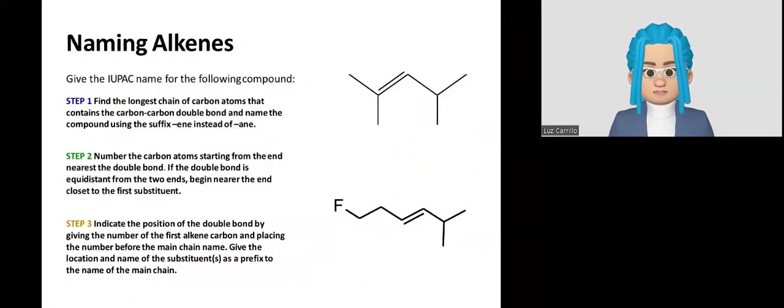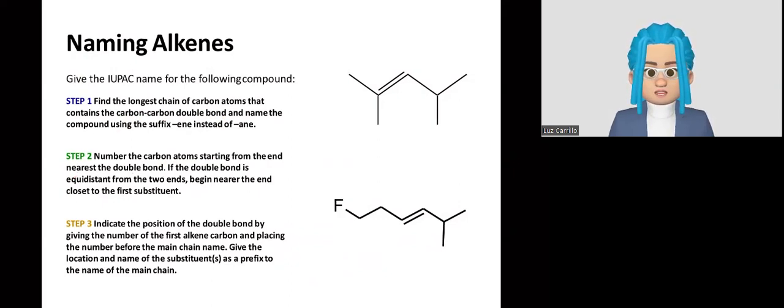Let's now proceed to learn how to name alkenes. When it comes to naming alkenes, you're going to find the longest carbon chain, but in alkenes, it must contain the carbon-carbon double bond. Then, in this longest parent chain, instead of ending with "ane", you're going to end with "ene", indicating that you have an alkene. We're going to number the carbon atoms in this parent chain from the end that is nearest to the double bond. So the double bond gets the priority.